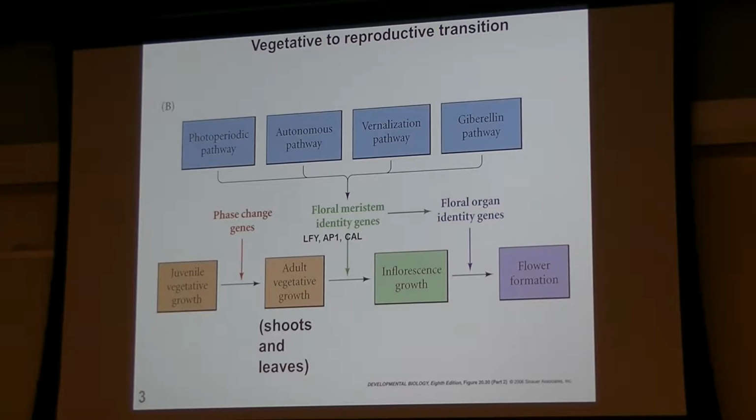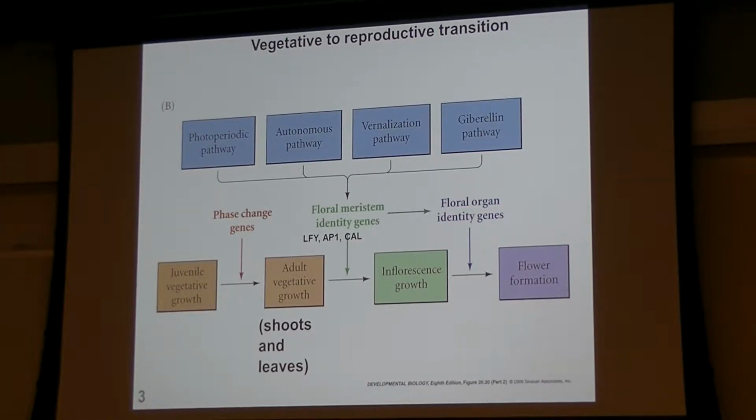Autonomous pathway, this just means cell autonomous mechanisms, right? Any kind of gene that's inside the cell that is not necessarily responding to the environment, just some sort of internal mechanism that the plant has to decide its own timing in its life history.